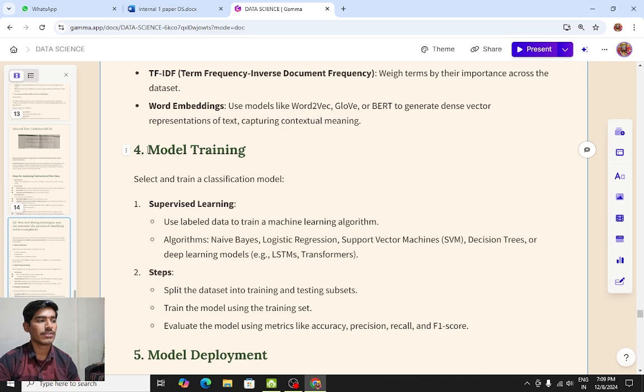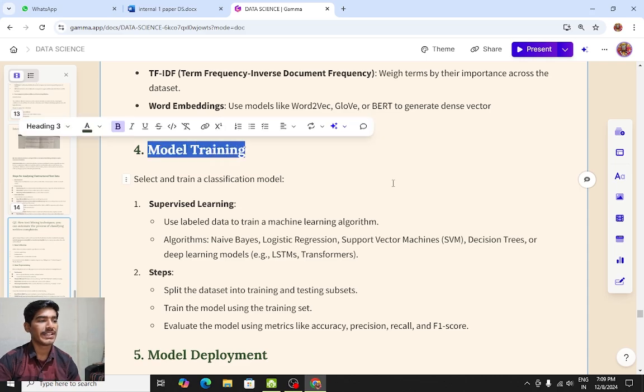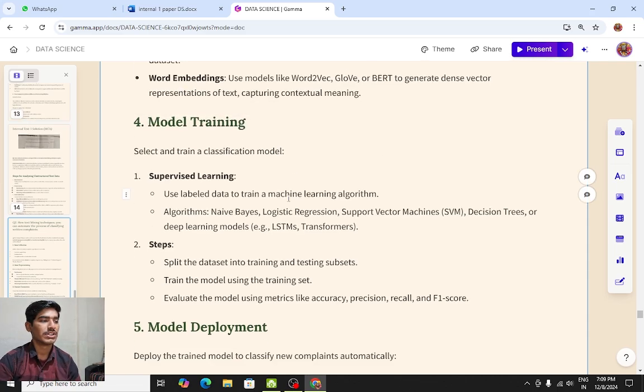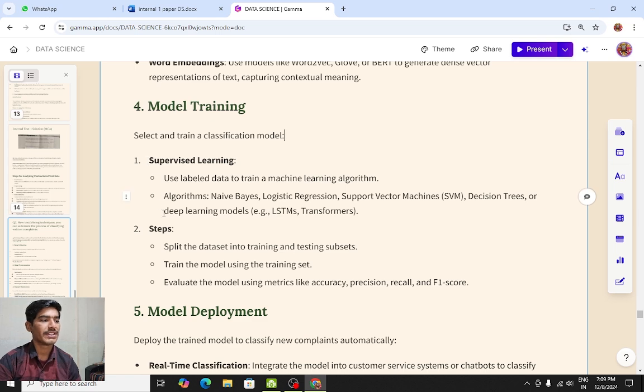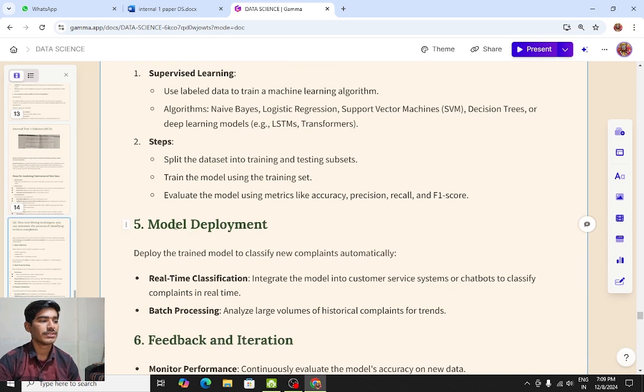Now the fourth is model training. Select and train the classification models. The first is supervised learning, second is the next step.